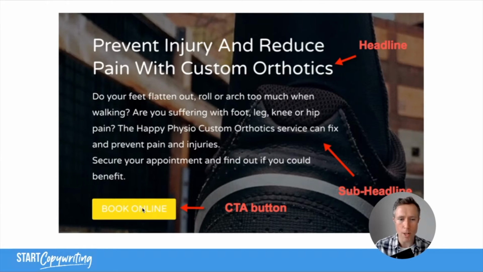And then they've got the call to action button, book online. You can just book your appointment online, and that's their call to action. So another great example of an above the fold section.